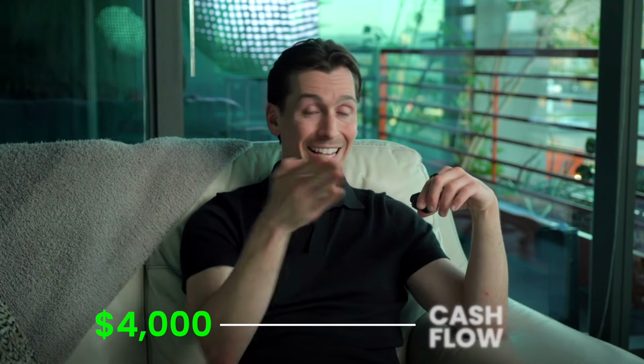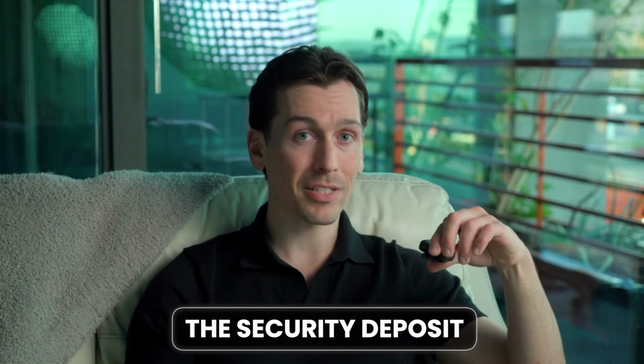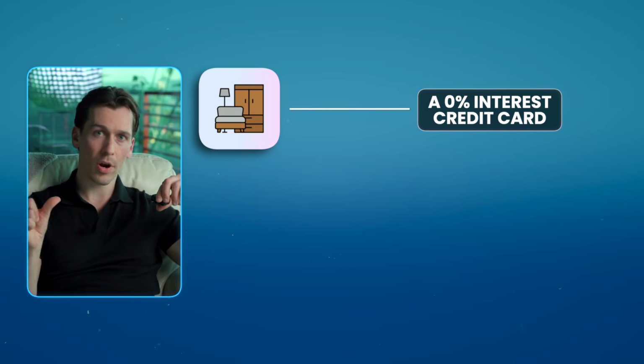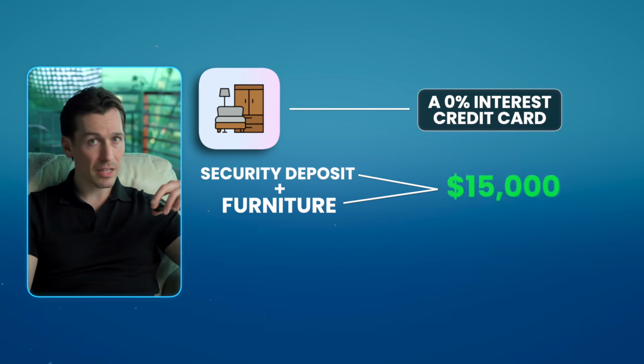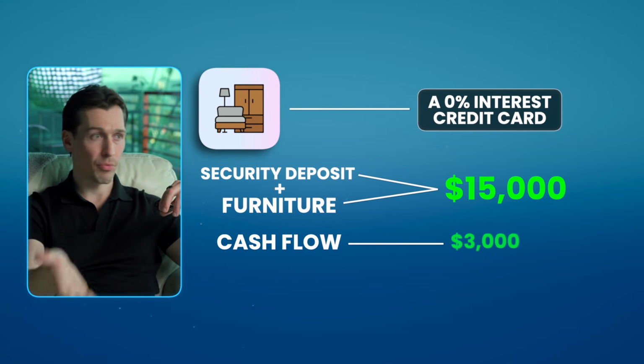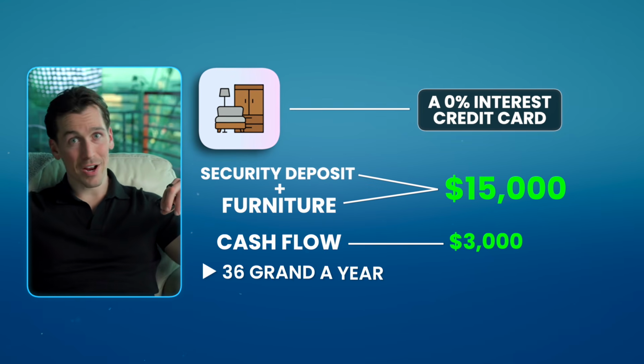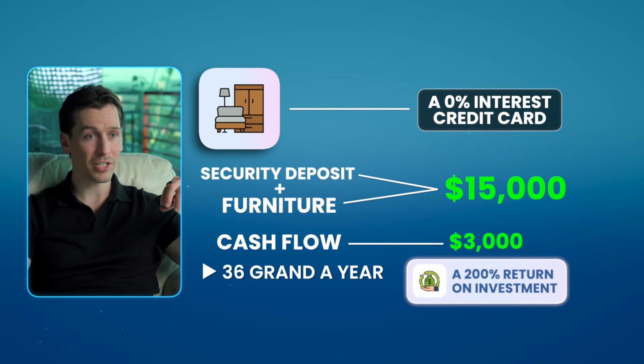Once you do it once, you set up an Airbnb arbitrage property. If you do it properly, they can generate you $2,000, $3,000, $4,000 per month in cash flow. And the best part is you really didn't have to spend much money on it at all. All you had to really pay for was the security deposit and then the furniture, which, by the way, the furniture can typically just be financed like we did. We just financed it with a 0% interest credit card. But when you factor that in, you might be all in security deposit plus furniture, $15,000. And if it cash flows $3,000 per month, that's 36 grand a year. That's essentially a 200% return on investment.